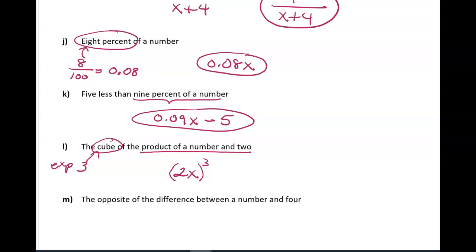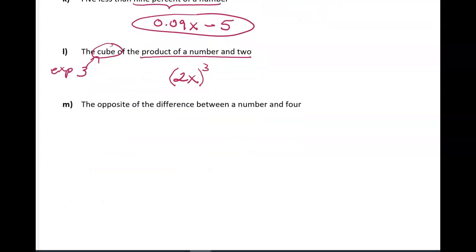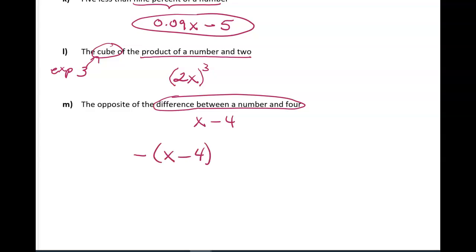In M, we have the opposite of the difference between a number and 4. So the opposite is of this difference, and the difference is between a number and 4. Difference means we're going to subtract. And then the opposite of that difference would be -1 times that difference. And remember, we've got to use the parentheses there to indicate that the difference needs to happen before we take its opposite.